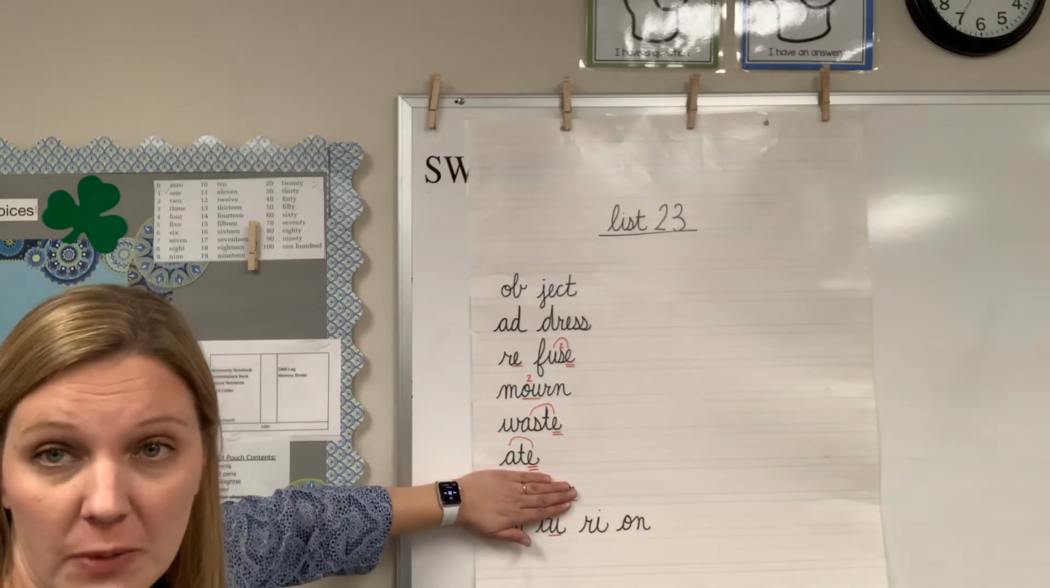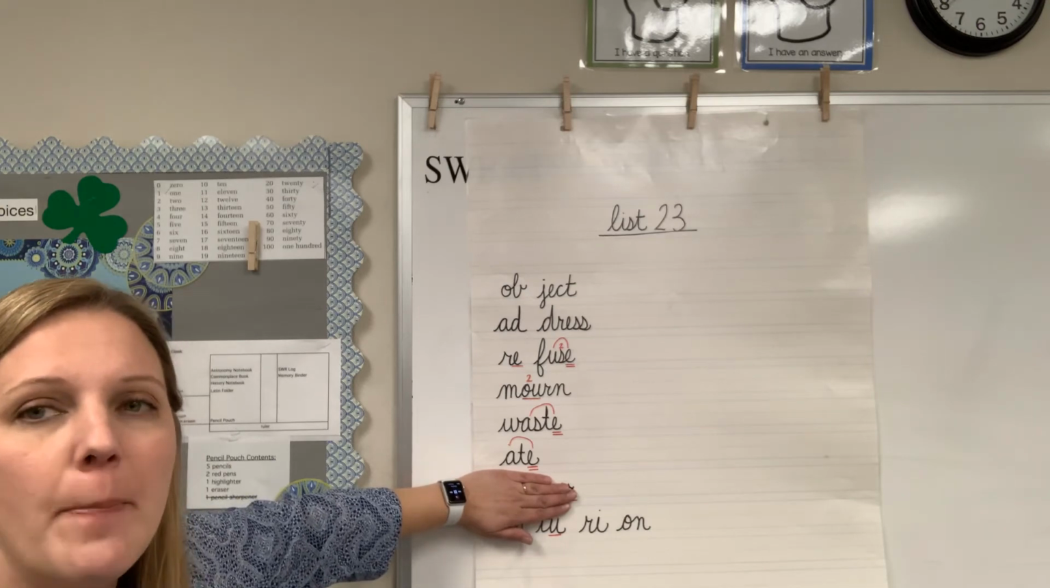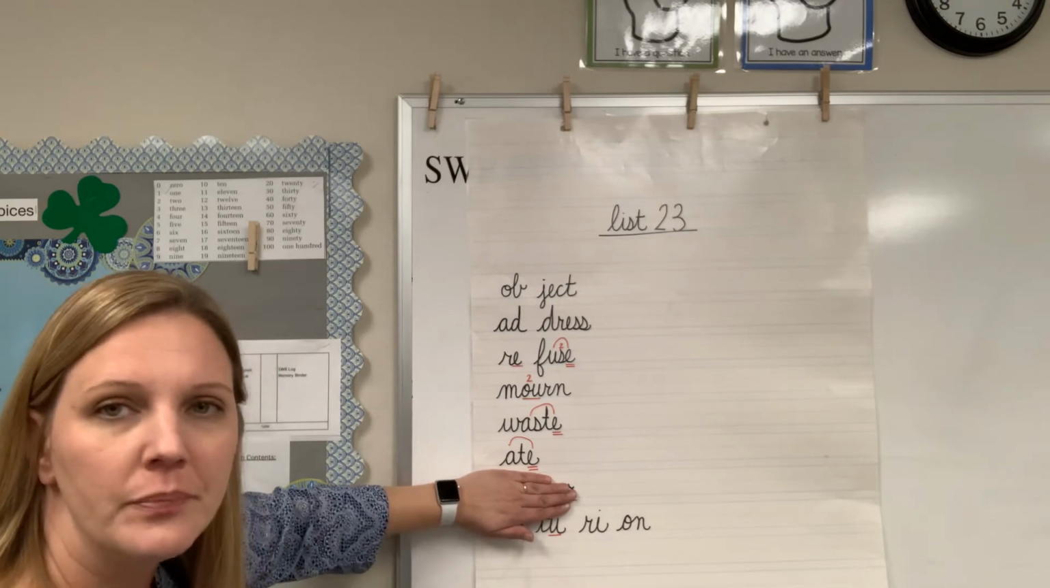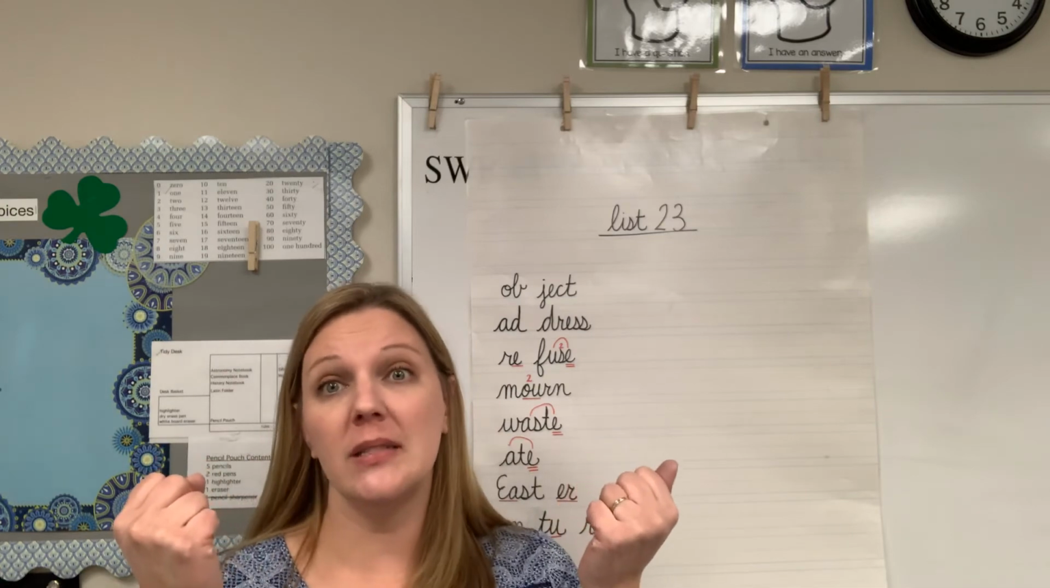A-T-E, pretty short spelling word. What do we need to mark? Double underline the silent final E and build a bridge back to the A because that silent final E is making the A say A. Excellent. Put your pencils down, please. Put your dukes up. The next word is Easter.